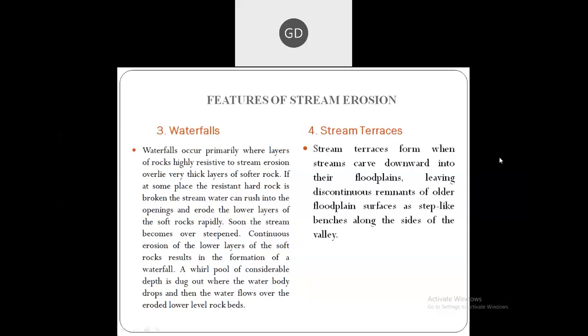Then comes your stream terraces. Stream terraces are bench-like surfaces that occur on the sides of many river valleys. If you see them from a far distance, they appear like several steps of big natural staircases rising from the river bank. They can be made up of hard rock or soft rock also, but the main thing is that they look like steps. So that is your stream terraces.